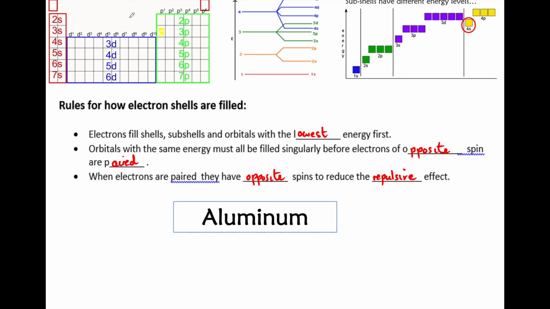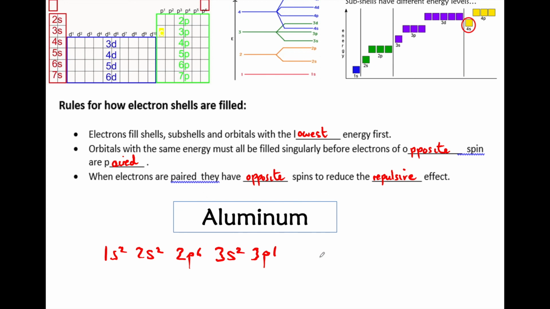I'll just do one more with you, which is aluminium. So aluminium, again, you've got 1s2 and you've got 2s2. You've got 2p6 with 6 electrons. You've got 3s2 because that's full, and then you've got 3p1. So quite often they just ask you to do that rather than show the orientation of the electrons in the orbitals.